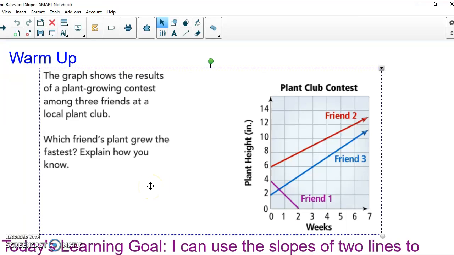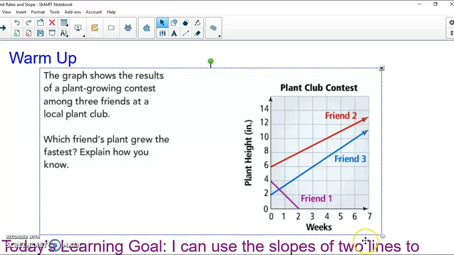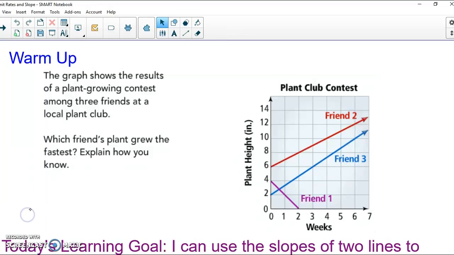All right, eighth graders, today we are looking at 5.4 unit rates and slope. So let's check out our warm-up question. The graph shows the results of a plant growing contest among 3 friends at a local plant club. Which friend's plant grew the fastest?